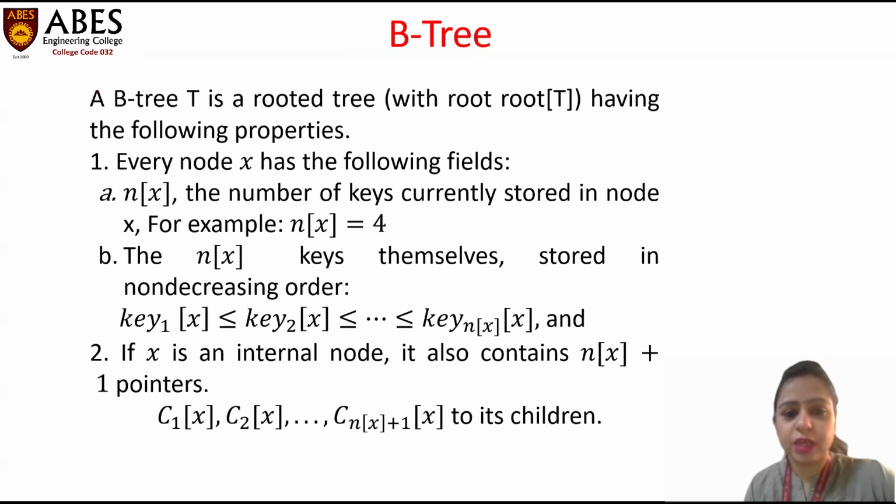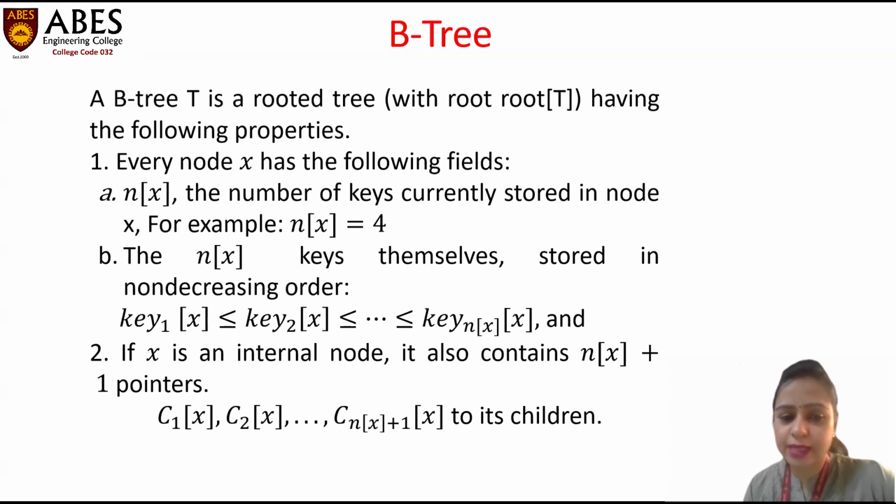Next is B tree. So B tree, as the name suggests, is a rooted tree with a root T having the following properties. Every node X has the following fields, where we have n of X, the number of keys that are currently being stored in the node. That means a particular node has been divided into 4 cells that will contain 4 particular values, and that would be used to store the values and would be used as pointers. Next point is the n of X keys themselves stored in a non-decreasing order.